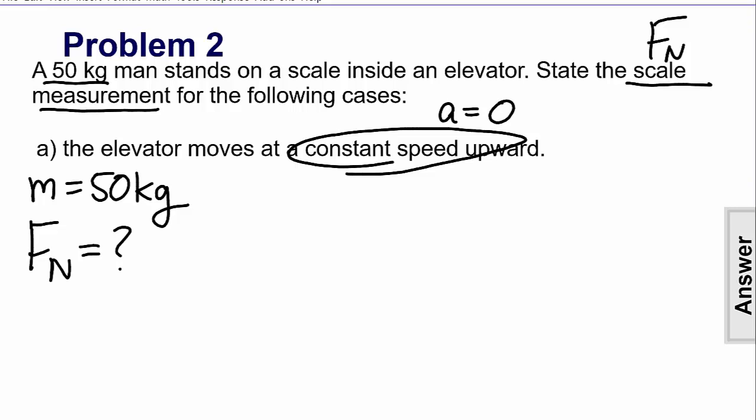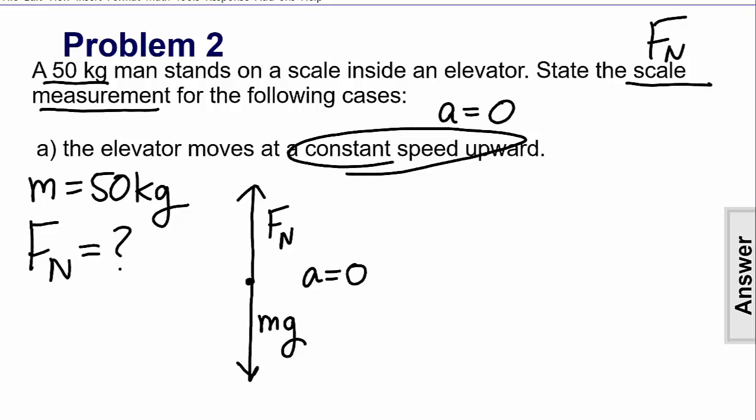Let's proceed by drawing a free body diagram. We draw our dot. We know that weight is acting down, so that is mg, and we have the normal force acting up. We also know that the acceleration is equal to 0, therefore the forces up should be equal to the forces down, but let's use Newton's second law to make sure that's true. Let's assume that up is positive. Sigma F equals ma.